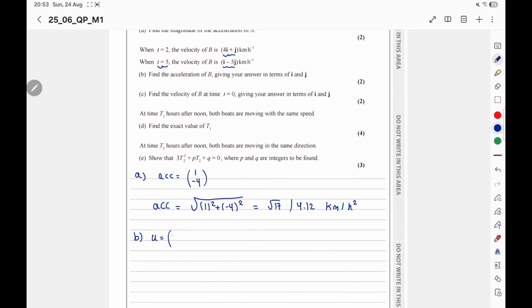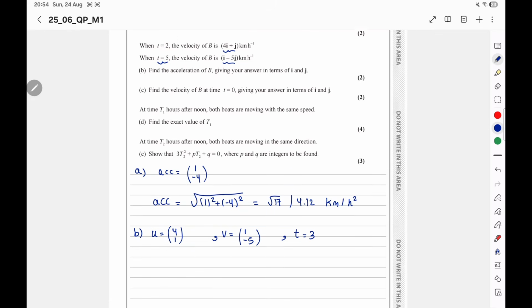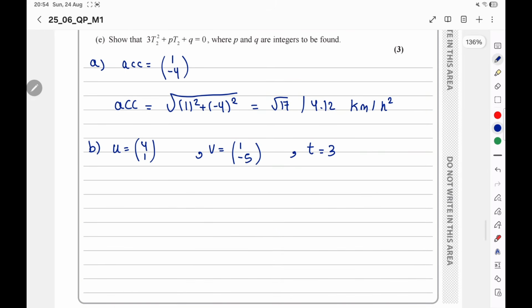U equals 4 and 1. And the velocity at t equals 5 to be the final velocity. So V is equal to 1 and negative 5, but the time is 3. The time is the difference between the times, so it is 3, not 5. V equals U plus AT, very simple. 1 and negative 5 equals 4 and 1 plus 3 multiplied by acceleration.